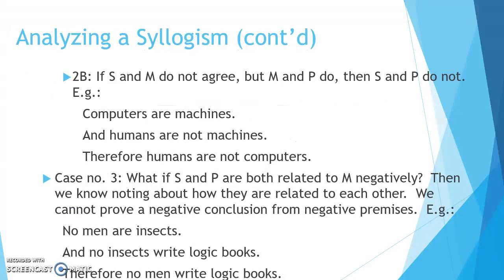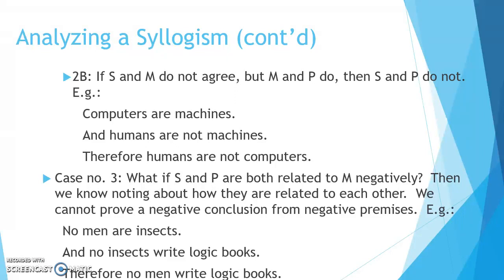Alternately, in case 2b, if the subject of the conclusion or the minor term and the middle term do not agree, but the middle term and the major term do, then the minor and major terms do not. The subject and predicate of the conclusion do not. For example, computers are machines, and humans are not machines, therefore humans are not computers.